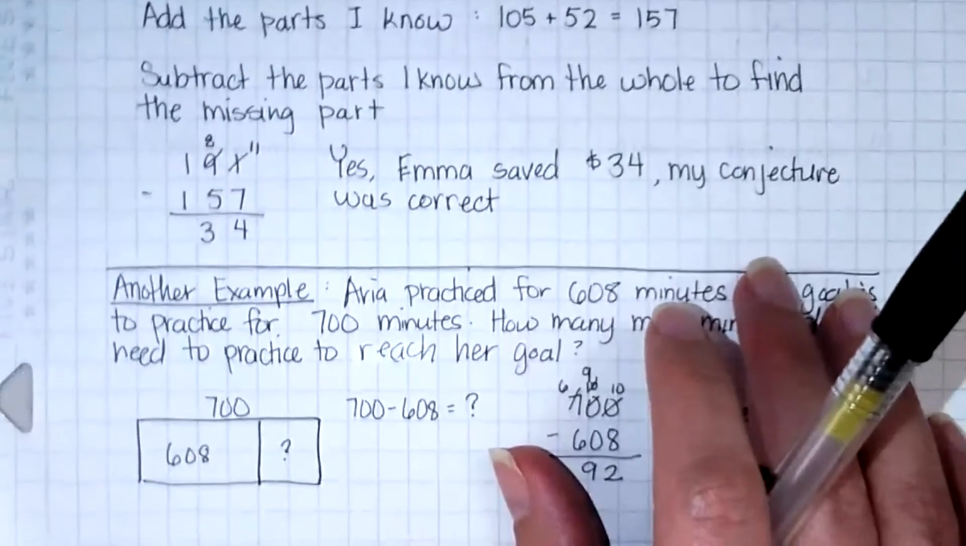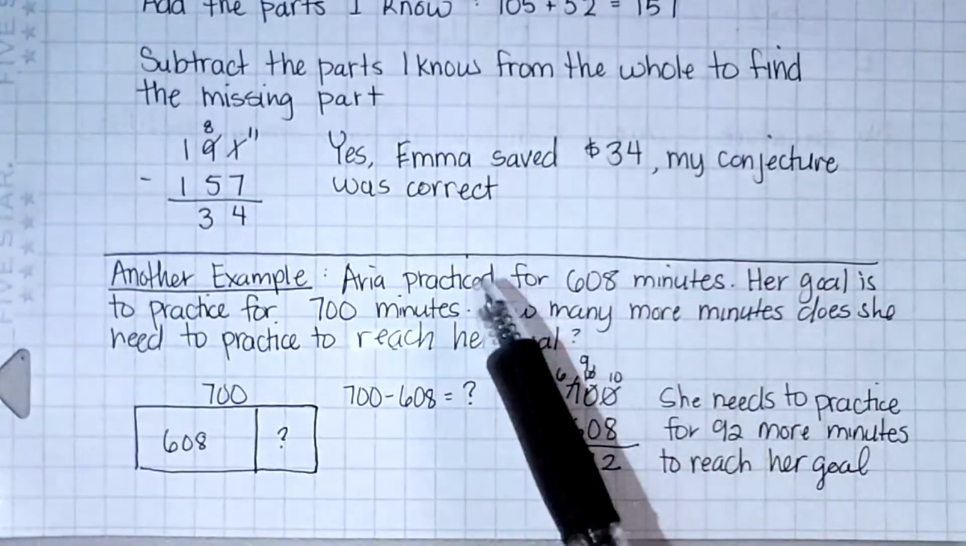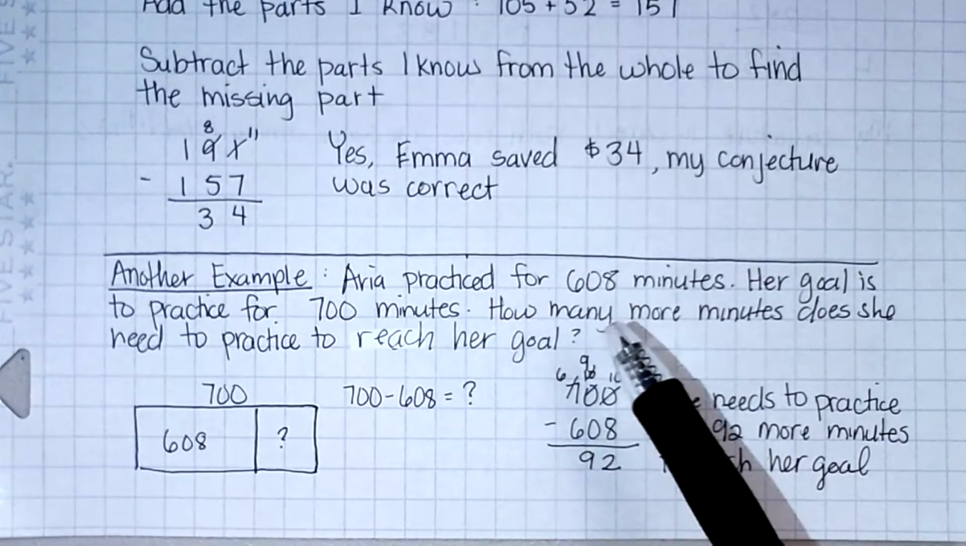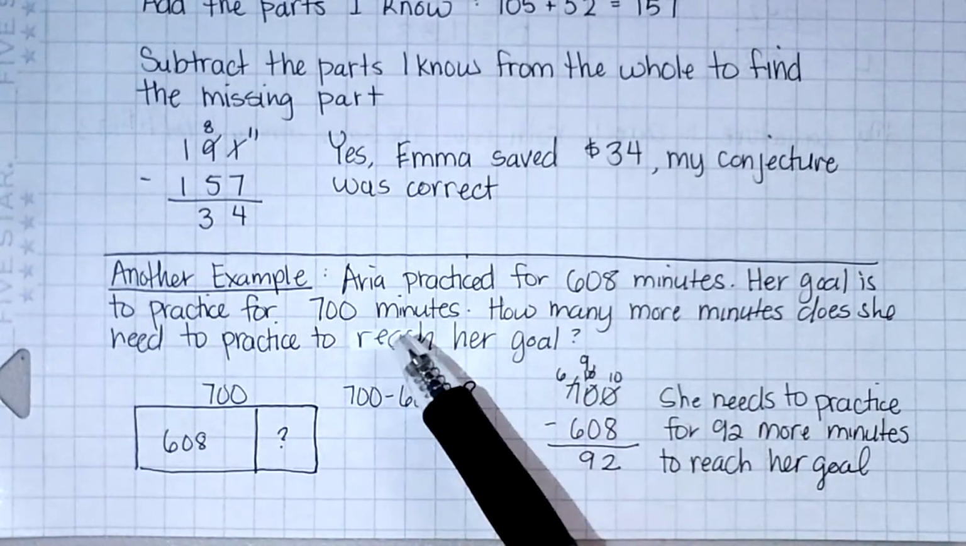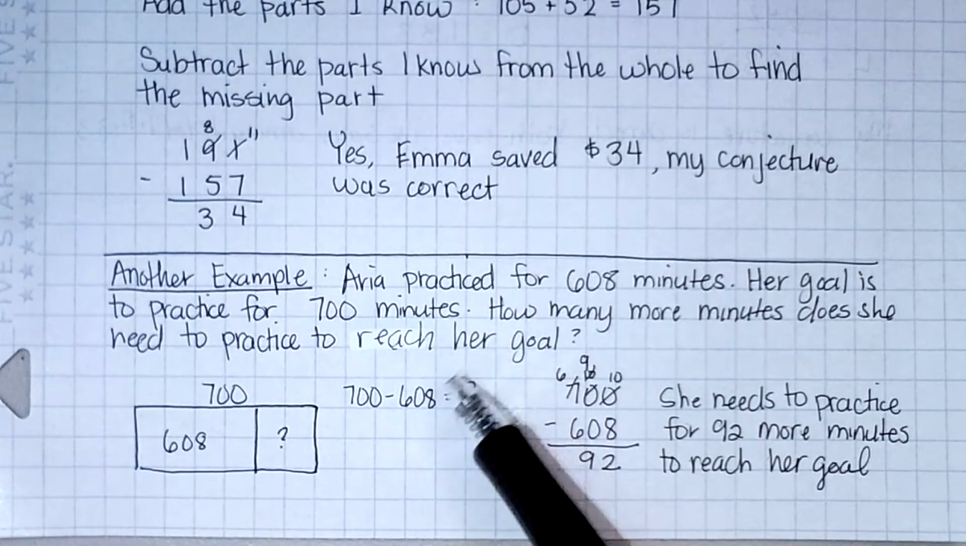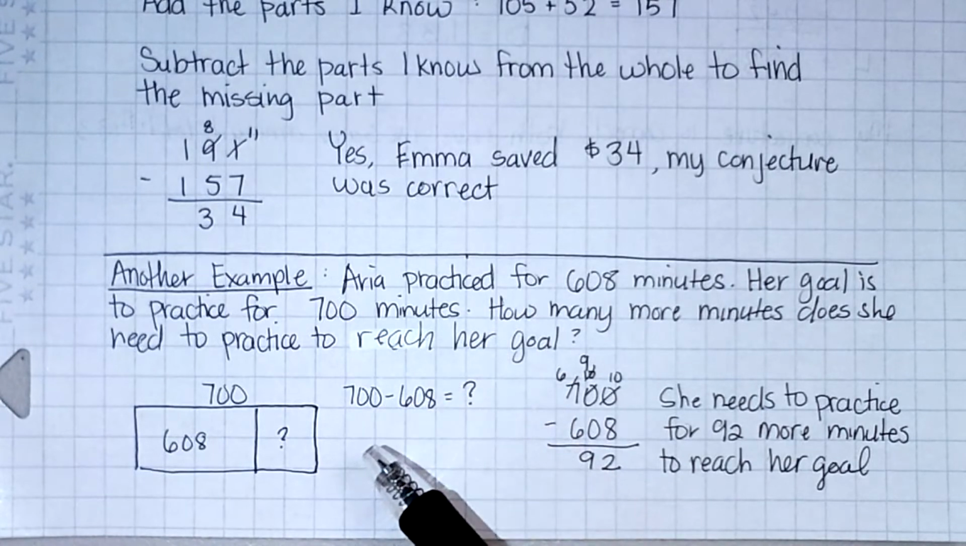Now let's take a look at another example. So Arya practiced for 608 minutes. Her goal is to practice for 700 minutes. How many more minutes does she need to practice to reach her goal?